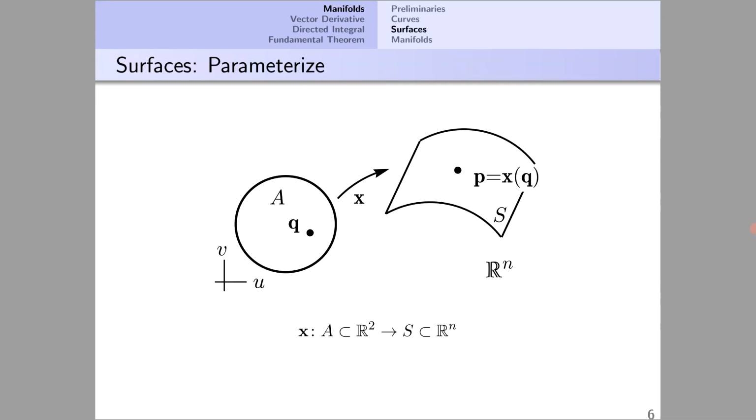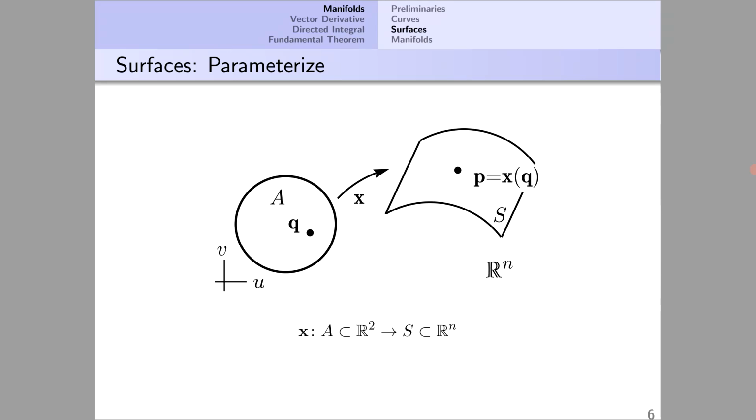Next, we'll parameterize surfaces. Here's our surface S in Rn, and the parameterization is a function from a certain region of R2, because we're going to parameterize a two-dimensional manifold, a surface, to the surface. Here's Q. x maps it to a point on the surface, x of Q. As Q moves around in A, x of Q moves around on the surface.